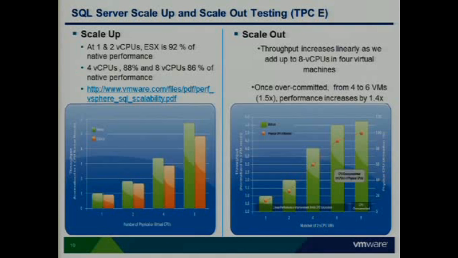So even once overcommitted, when we moved from 4 to 6 VMs, we saw a 1.5x improvement in performance, and moving from 6 to 8, we saw a 1.4x improvement in performance, even though we were overcommitting processors by a factor of 2 to 1. When we started seeing performance degradation is when the ESX host itself was pegged at 100% utilization.